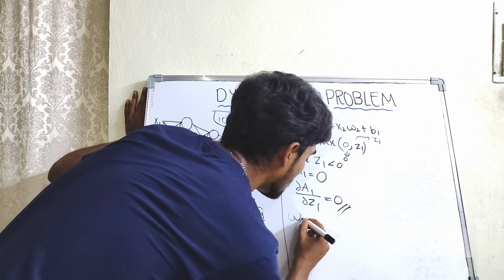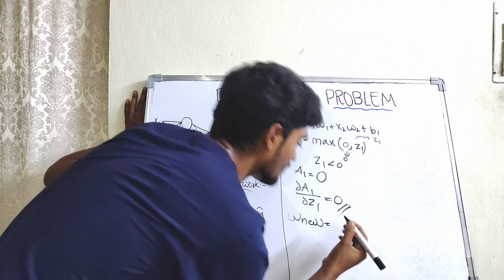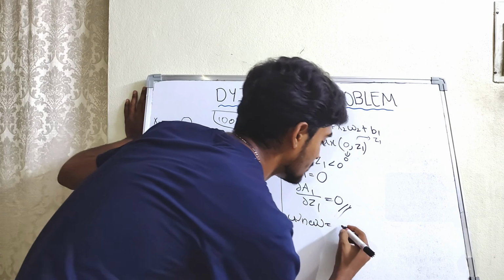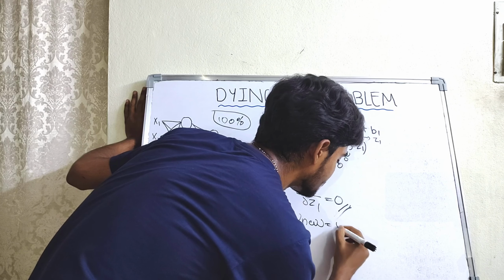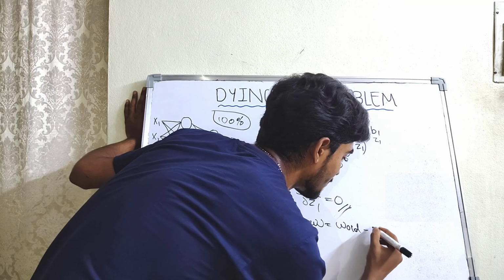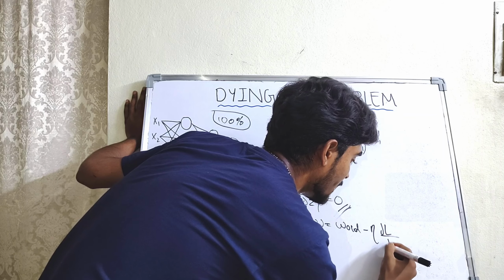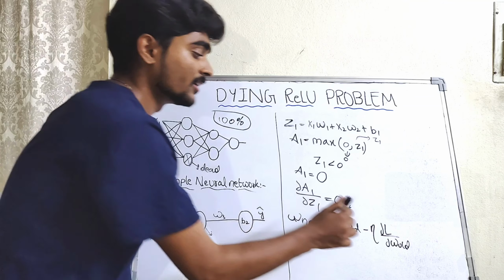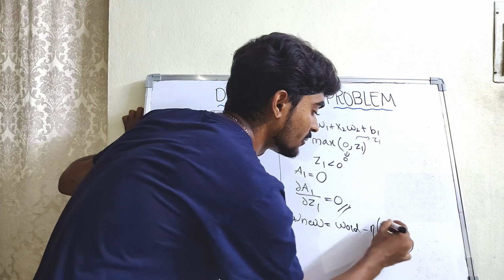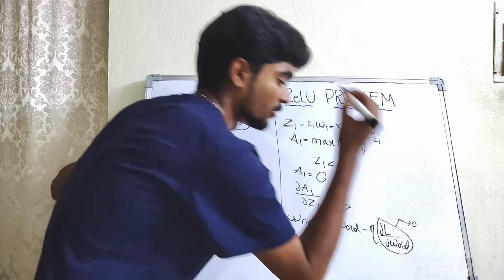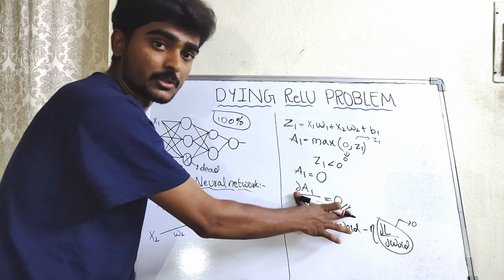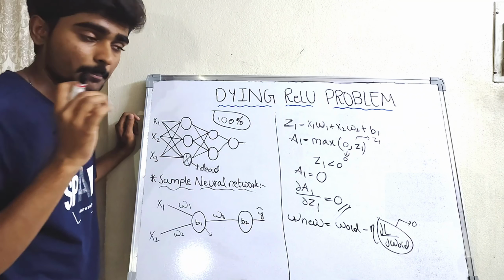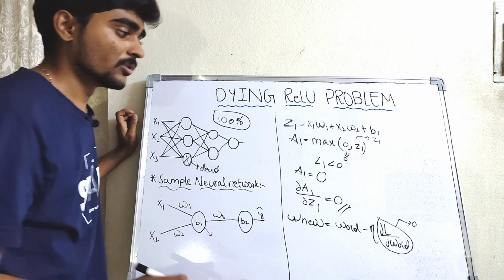Now let me write the formula for weight updation. W new = W old - learning rate × ∂L/∂W1. Now when this value is 0, this entire gradient value becomes 0. So when I multiply 0 with the learning rate, this entire term becomes 0.